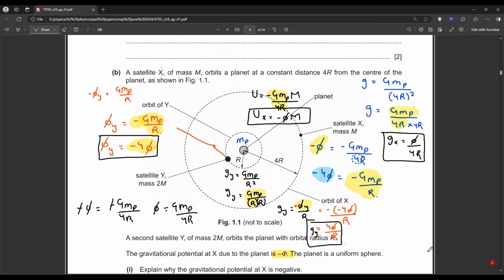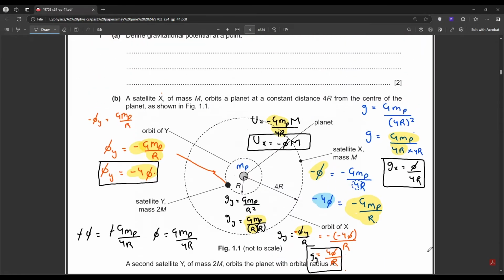Now let's calculate the gravitational potential energy at satellite Y. Very easy. The gravitational potential energy at satellite Y is equal to minus capital G, mass of the planet multiplied by the satellite's mass, that is 2m, divided by the radius, that is r. Sorry, my bad.